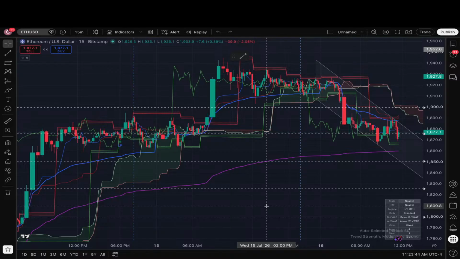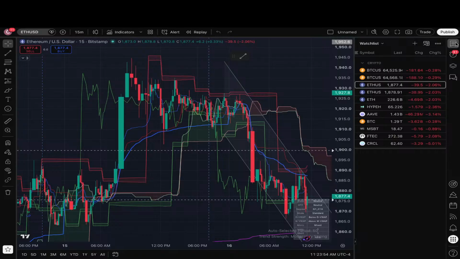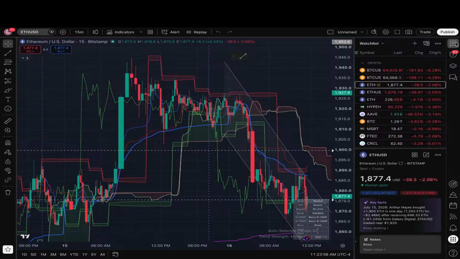But I digress. Let's hop in the chart, see where things are right now. Ethereum is holding at about $1,877. And we'll speak about this momentarily about the range that we're in. Bitcoin is holding at about 64.5. So these are really good areas for Bitcoin relative to what could happen next in the market.